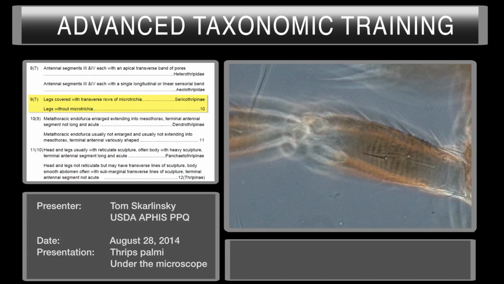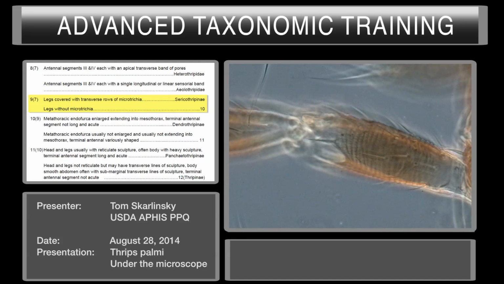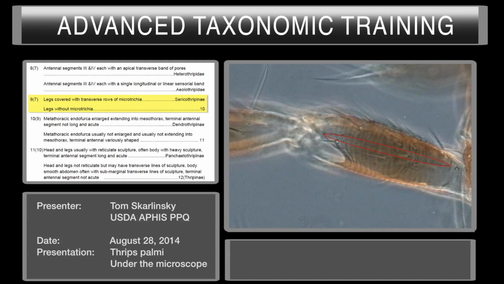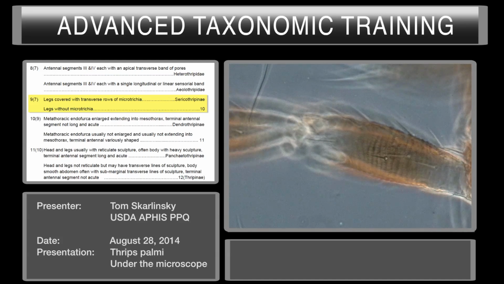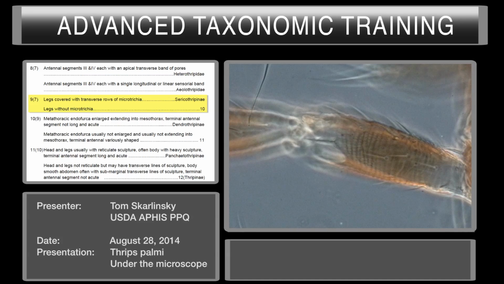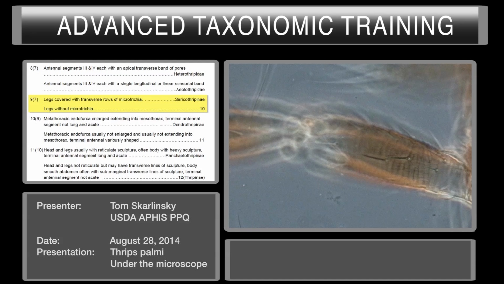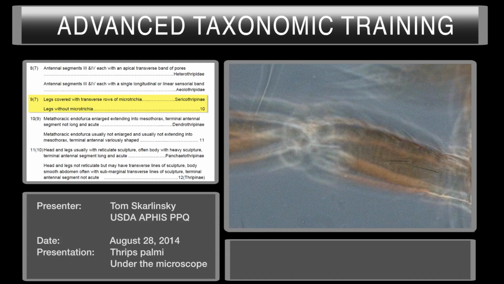Okay, here's an example of transverse rows of microtrichia. You can see these small ones in transverse rows. In other words, they're going across, whereas something longitudinal would go the length of the femur. But these are going in the other direction, and they're very small microtrichia in these rows. So our unknown that we saw before doesn't have that character state.